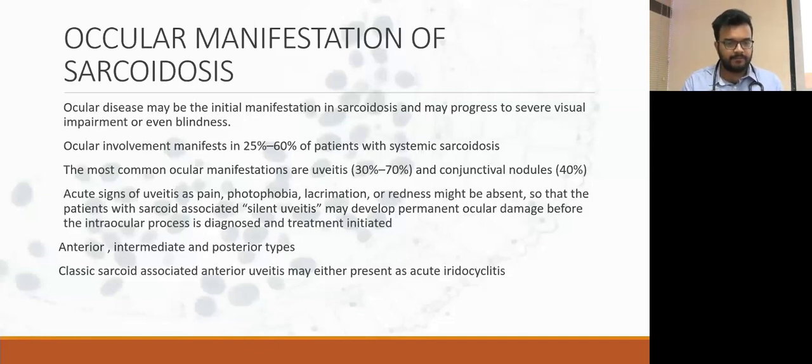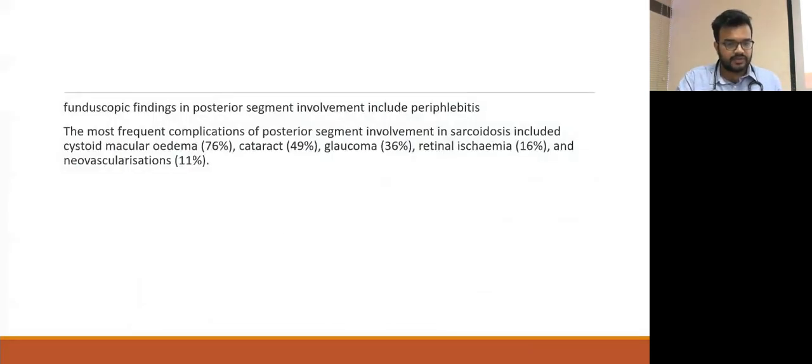The uveitis can be anterior, intermediate, or posterior type. Classical sarcoid seen in anterior uveitis is acute iridocyclitis. Posterior segment involvement usually shows a periphlebitis, that is, inflammation around the vessels. Frequent complications in the posterior segment in sarcoidosis include cystoid macular edema, cataract, glaucoma, retinal ischemia, and neovascularization. Our patient had a disc edema at that time, initially 2 months back itself.